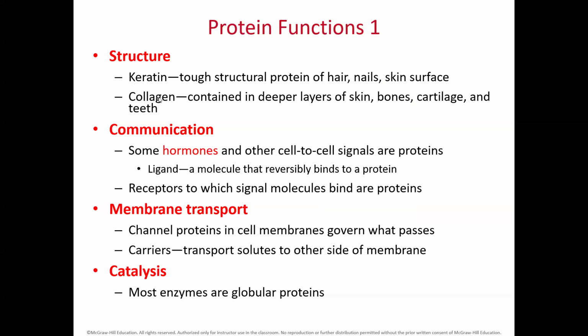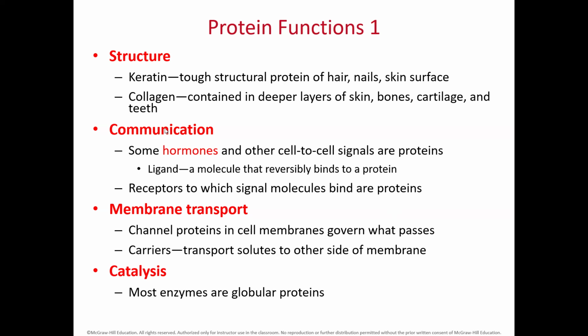Another one is probably the most common protein we have in our body, collagen. Collagen allows us to have a lot of strength and a lot of flexibility. It's found in the deeper layer of skin. It's found in our bones to give us a little bit of flexibility in our bones. So then if we fall, the bones flex a little bit without just shattering. We also find collagen in cartilage and teeth.